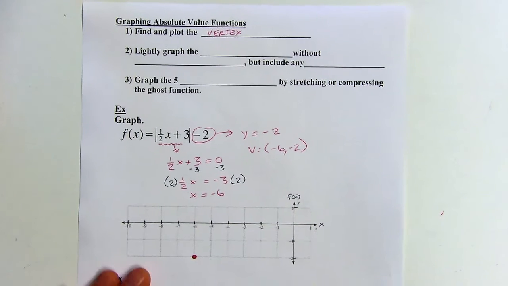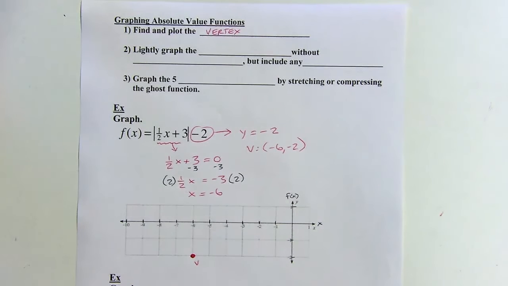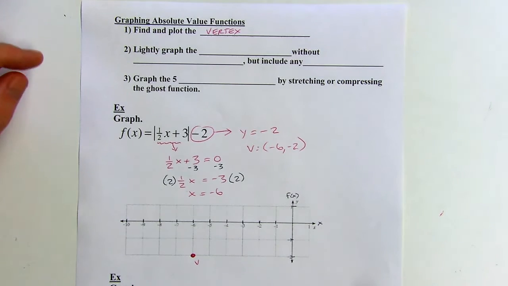Once you get the vertex in place, there's my vertex, I'll put a little v for it. It's not going to move with any stretches or reflections or shrinks or anything like that, okay? All right, so step 1 is complete.